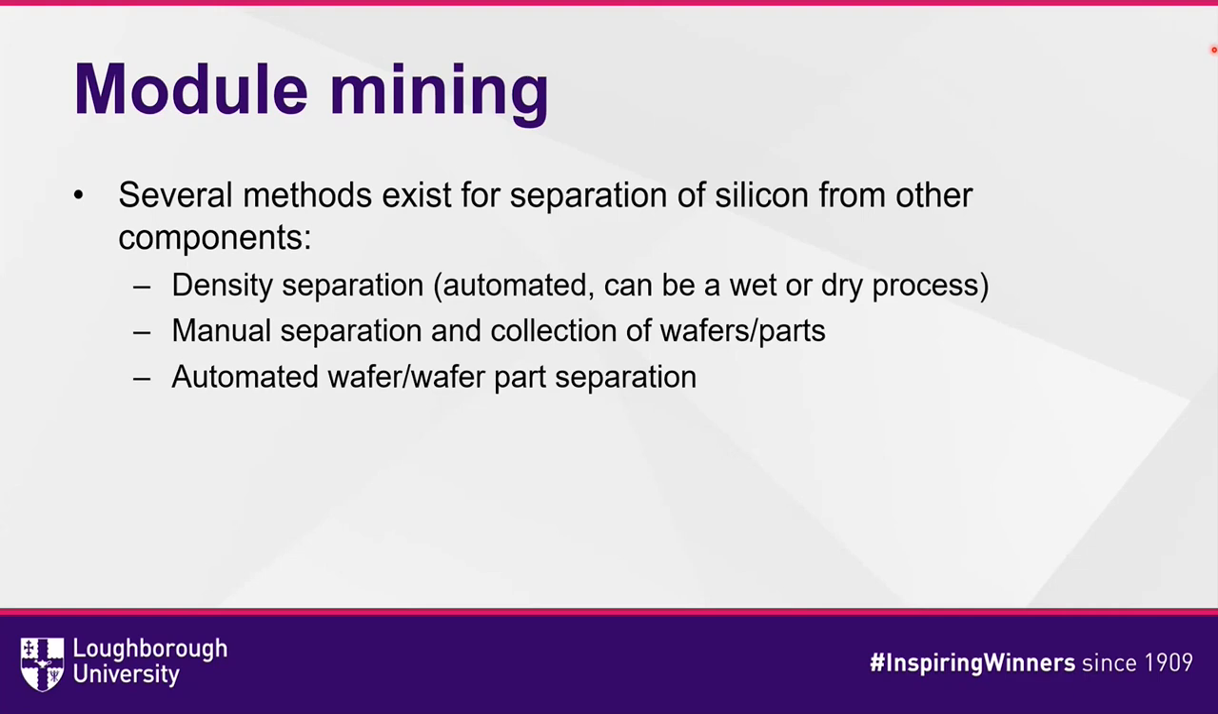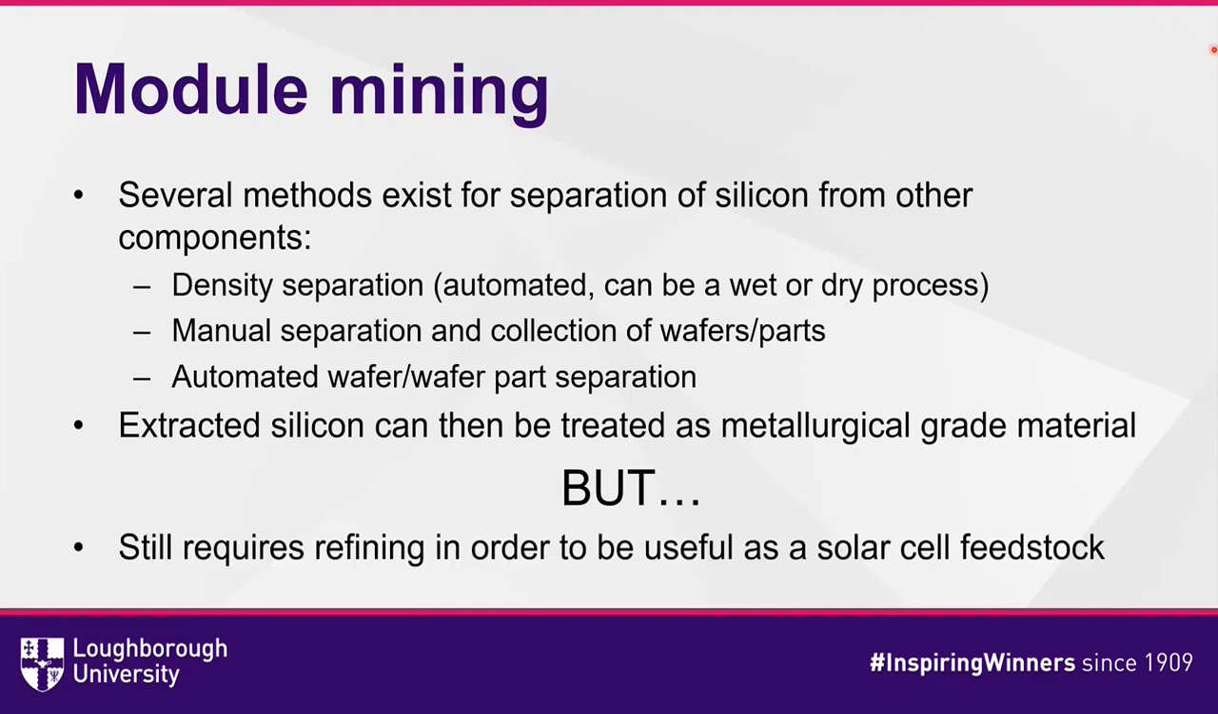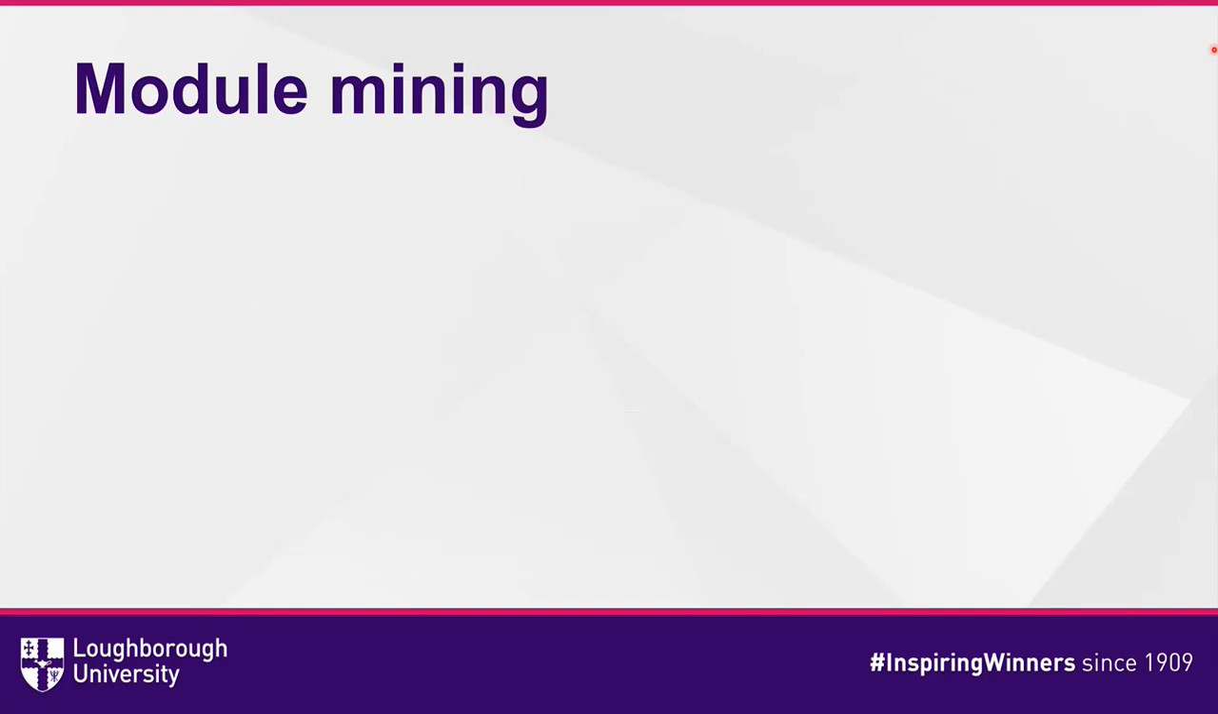The other processes mostly require the different components to be relatively complete. But doing it from a crushed module makes life a lot easier, because it makes the whole thing a lot easier to automate, and it makes the whole process easier to do using existing recycling facilities. The extracted silicon can then be treated as metallurgical grade, so you've gone in at that point in the system typically. This is still a little bit of a problem, because you still require refining of that material to produce useful solar cell feedstock.